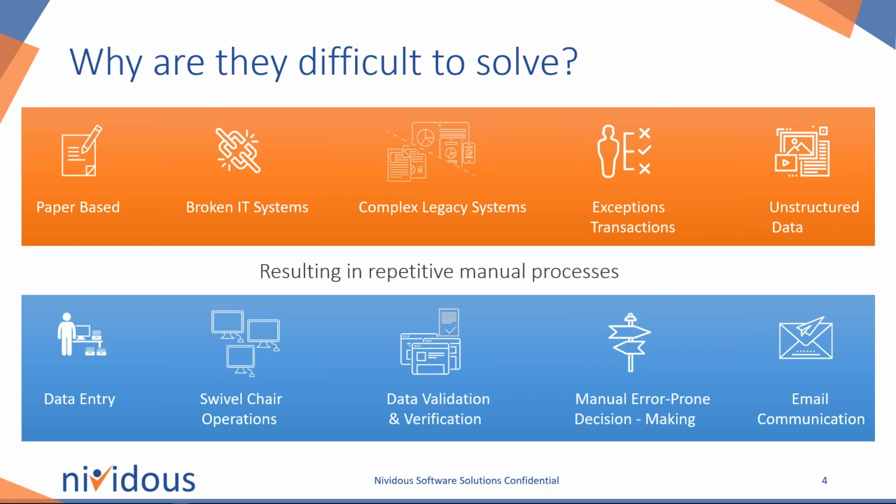So things like data entry, data validation and verification, any kind of manual operations, emails, and the things that we call swivel chair operations, which are very common, that you're working between multiple different systems for various reasons, and you're having to copy and paste things from one system to another, or maybe looking up values in one system and referring to them in another system. Those are the things that we call swivel chair operations.